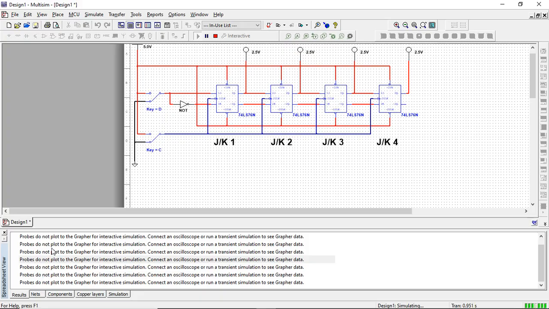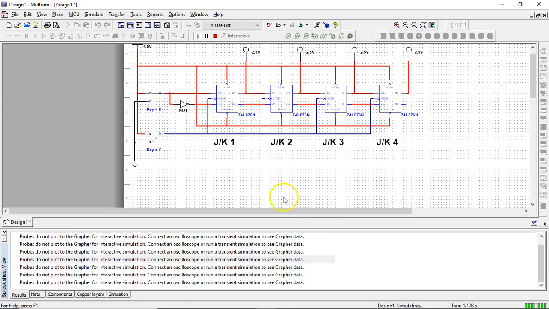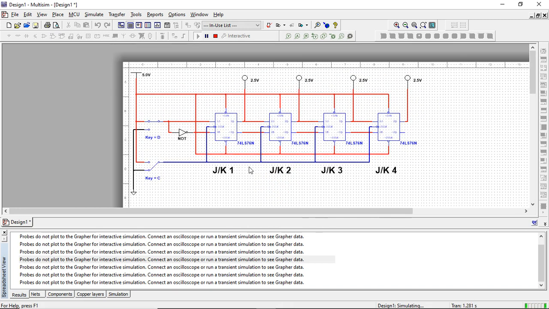So D is doing nothing. Then D goes high for 2 clock toggles. So 2 clock toggles. There's 1, there's 2. And then D goes low again for 2 more clock toggles. 1, 2. And then D goes high again. 1, 2. Notice what's happening to my light up there.